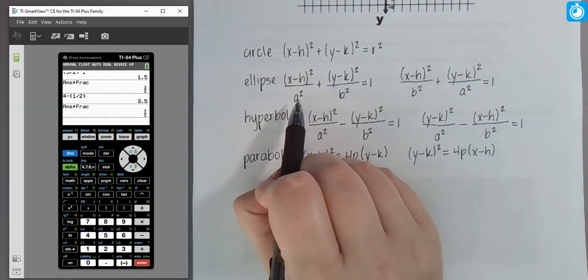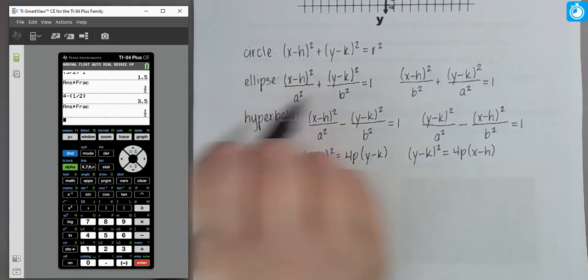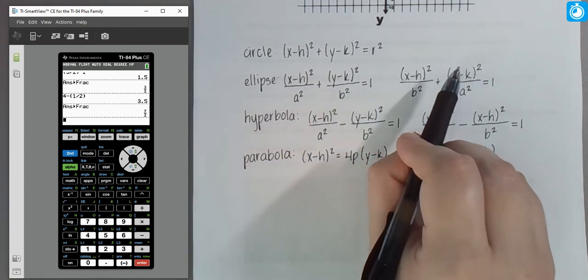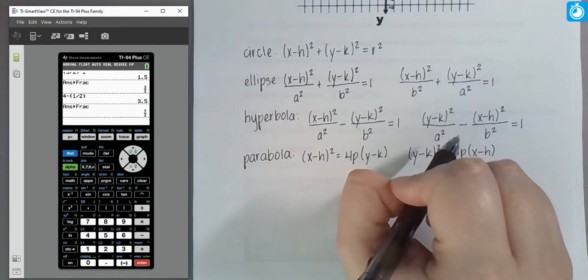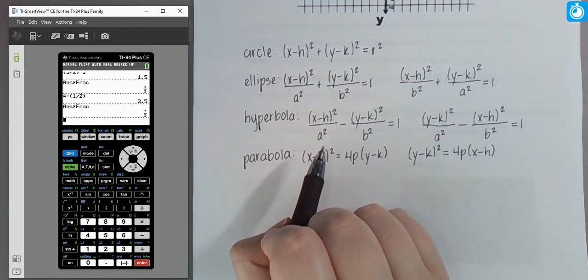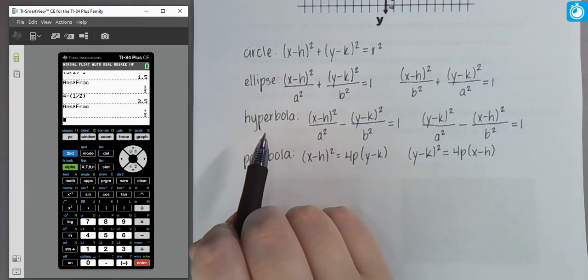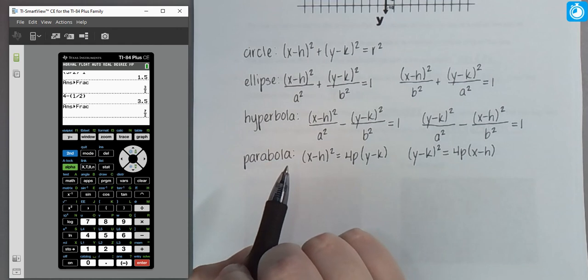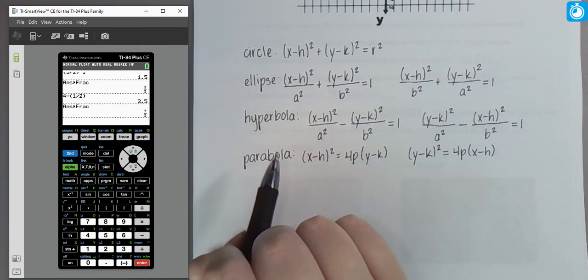Anytime a is associated with x, that means we have a longer horizontal axis. When a is associated with y, we have a longer vertical axis. And then b tells us what the minor axis is going to look like. So the major axis is length 2a, minor axis is length 2b, passing through that center at (h, k). And that pretty much gives us enough to graph.